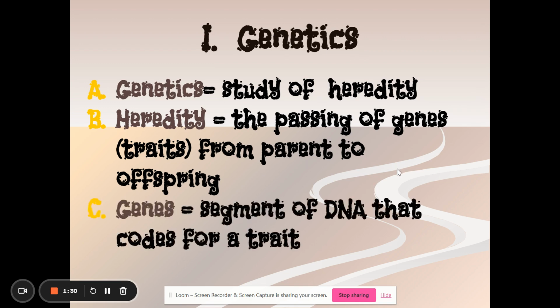Those genes, and remember, they were all mapped out in the Human Genome Project, code for a trait. So that's what we're going to be talking about. Instead of talking about whole entire chromosomes and how they move around like we did in meiosis, we're going to be looking at the specific genes on those chromosomes.